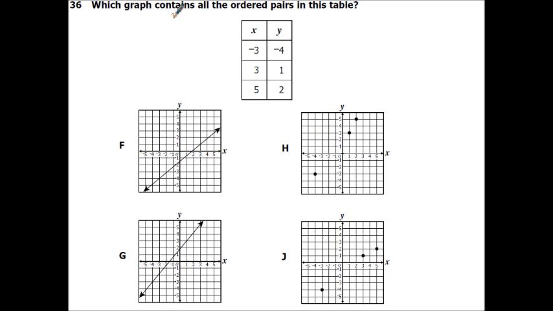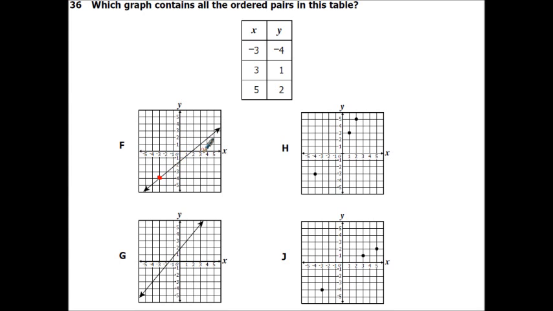It says which graph contains all the ordered pairs in this table? So (-3, -4), (3, 1), and (5, 2). So all we've got to do is just plot these points and check it out. So (-3, -4). So here's -3, -4. So that's right there. So that one has it.